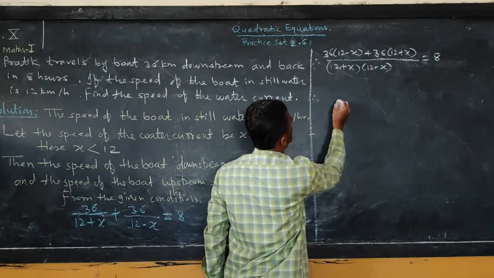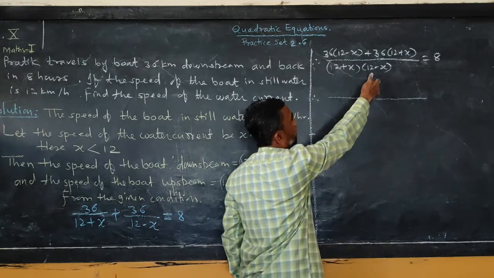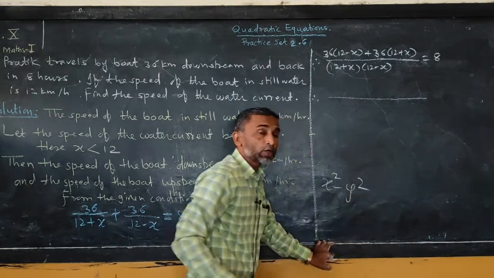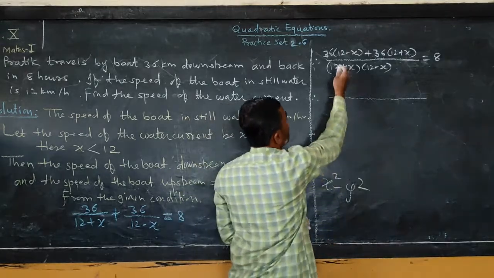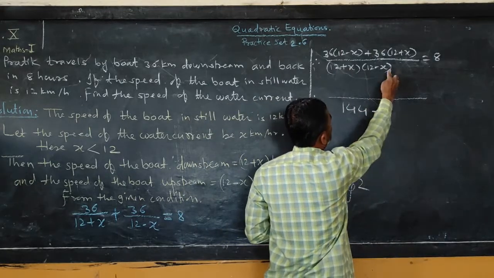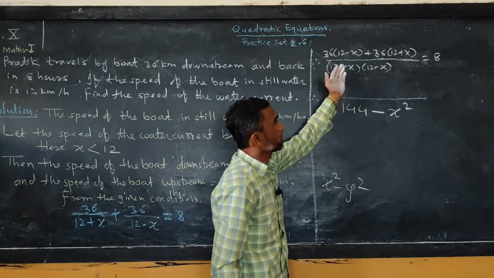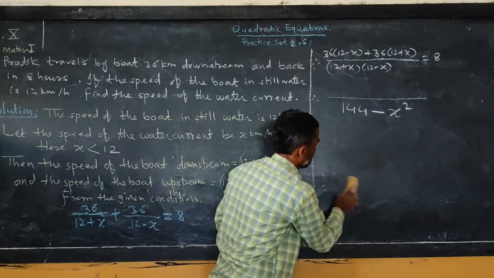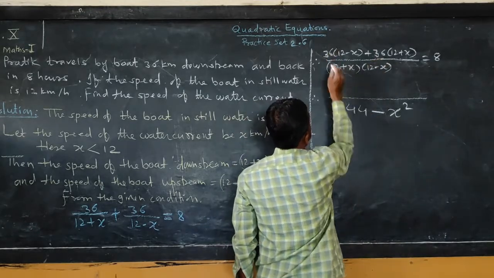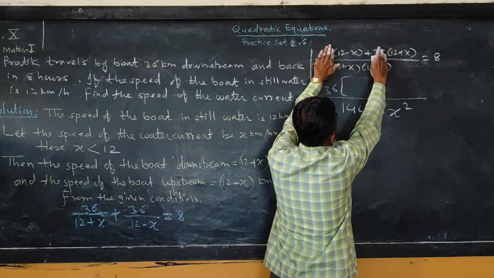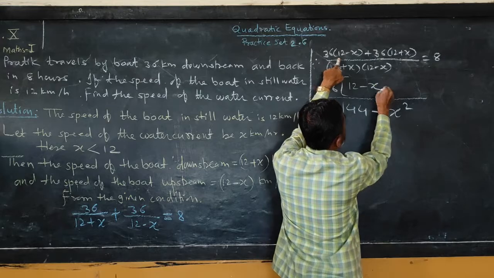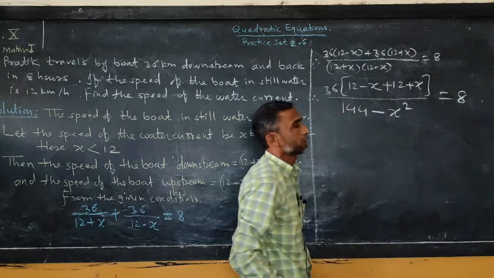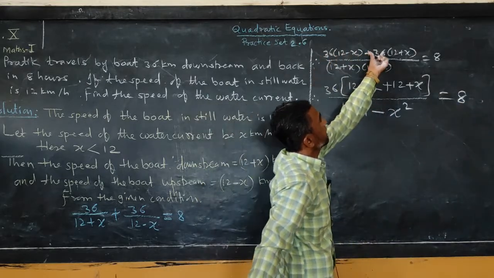Therefore, 12 plus x into 12 minus x: x plus y into x minus y means x square minus y square. Use this identity. So 12 square is 144 minus x square. 12 plus x into 12 minus x means 144 minus x square. Now take 36 common. What will remain? 12 minus x plus 12 plus x is equal to 8. We have taken 36 common.